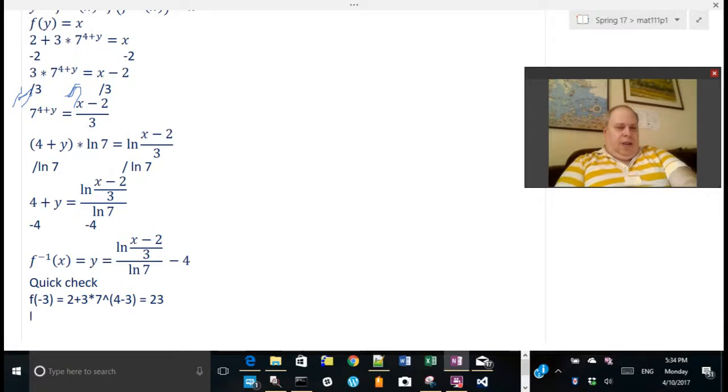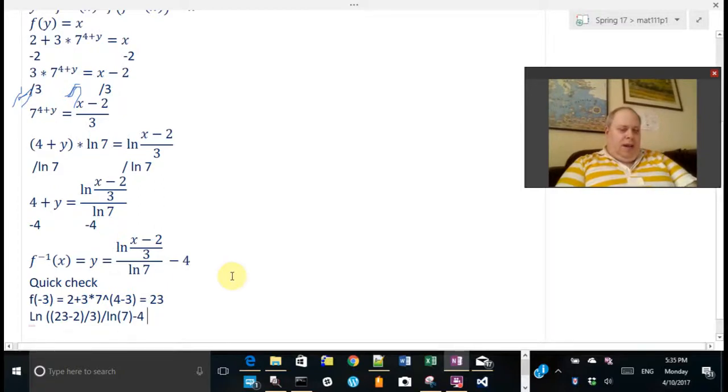So I take ln of 23 minus 2 over 3, making sure to parenthesize it right. Now remember, whenever you have a fraction, parenthesize 23 minus 2 over 3, divided by the ln of 7, and the whole thing minus 4. And what I should see is minus 3.